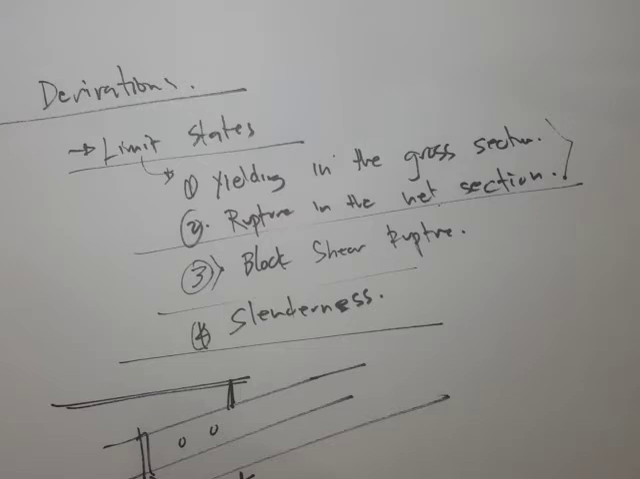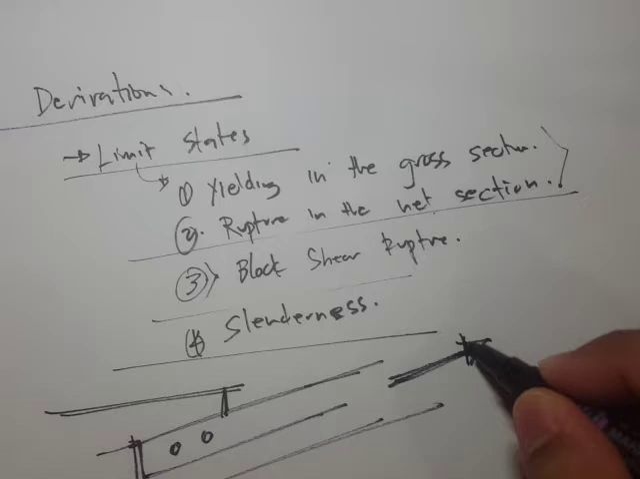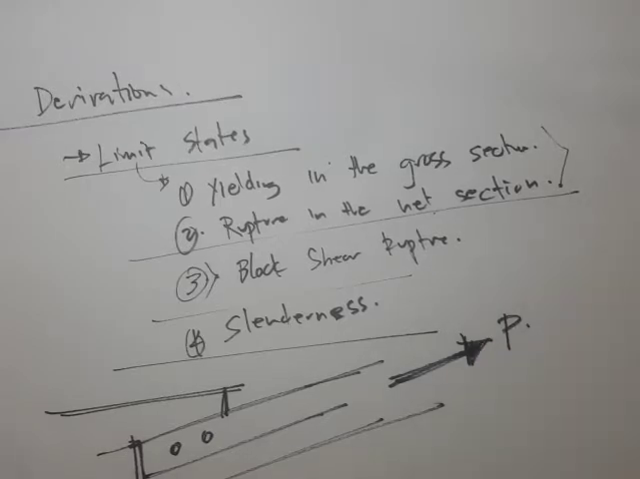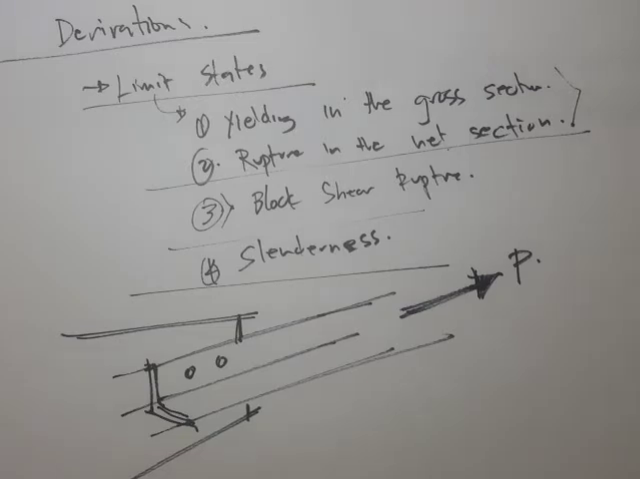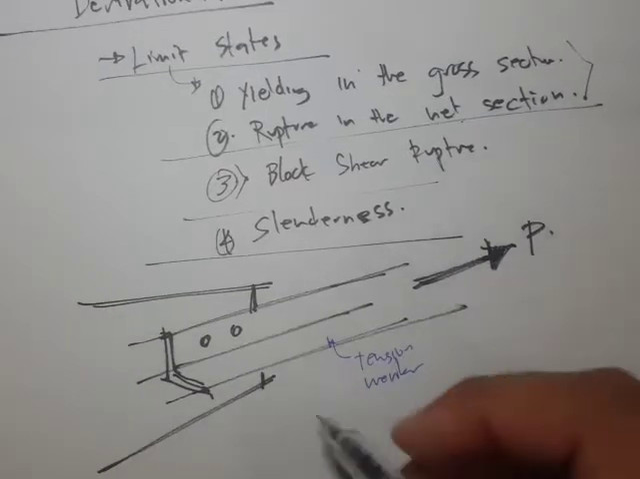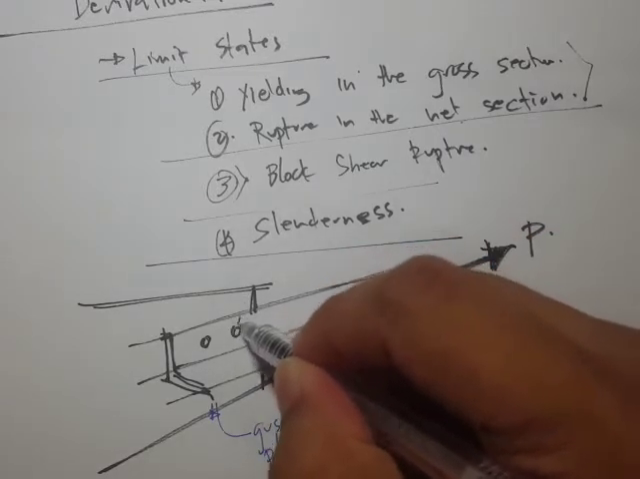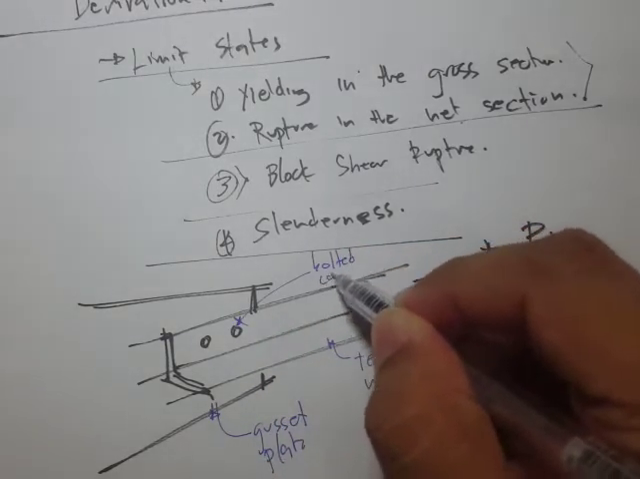Recall that a gusset plate is a plate that's being used in the joints for connecting the members. Let's say we have this angle bar and it's being subjected to an axial force or a tensile force P. Let's say this is our tension member, and this one is our gusset plate, and this one, let's say we have a bolted connection.